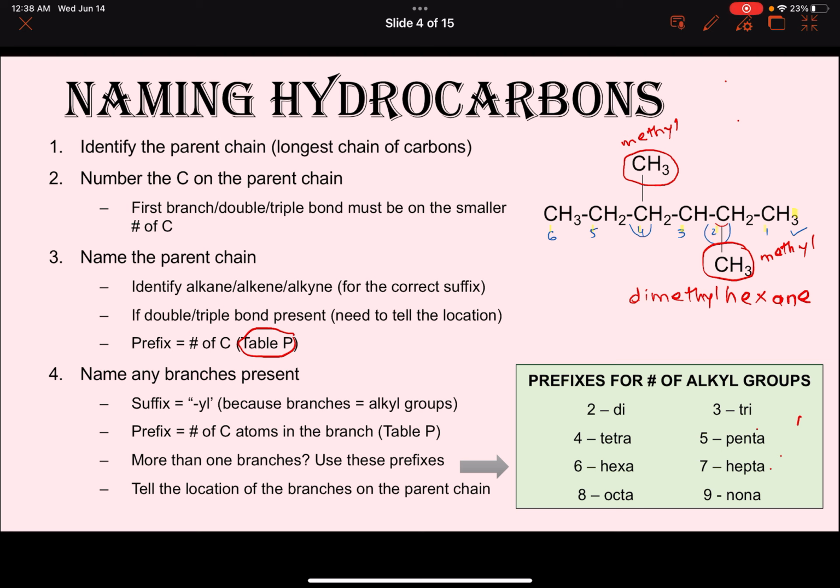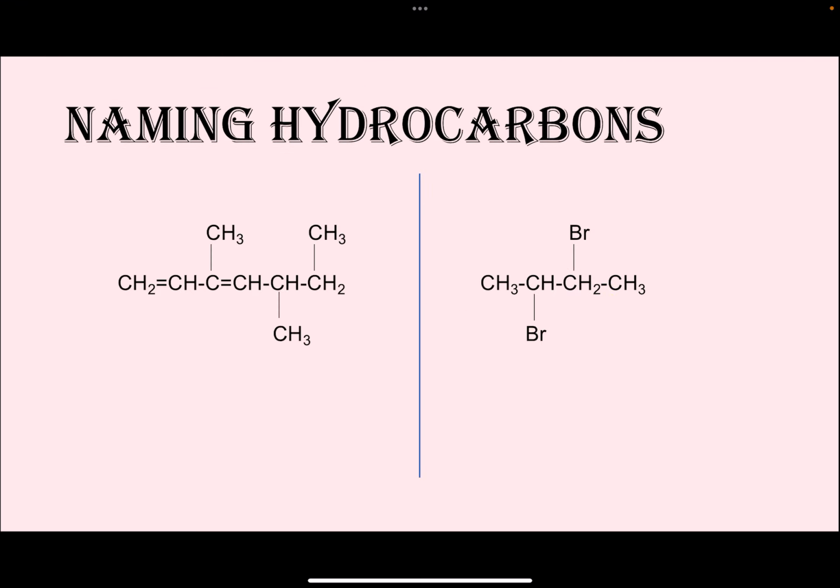The only thing that is left now is to tell where the branches are specifically. So we have our branches at carbon number 2 and carbon number 4. Make sure that you put the comma in between the 2 numbers, and then you are going to connect the numbers with the words using that little dash. All right, so this is how we name the hydrocarbons. So let's do some more practice.